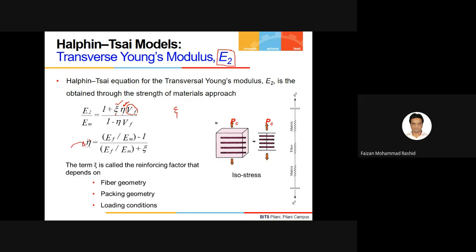Sir, generally for efficiency this kind of symbol looks like it's eta only. Okay, so there is a relationship. These eta and zeta are not independent. They are dependent on each other. So you see, eta is depending on the zeta value through this relationship. With this, you are getting the Young's modulus in the transverse direction from the Halpin-Tsai model.